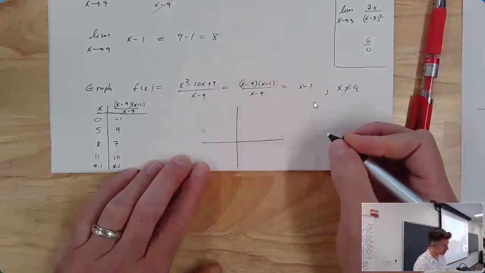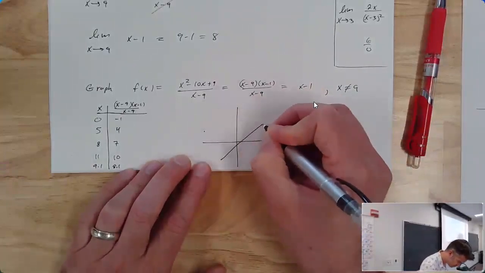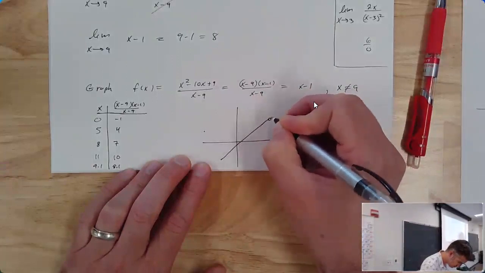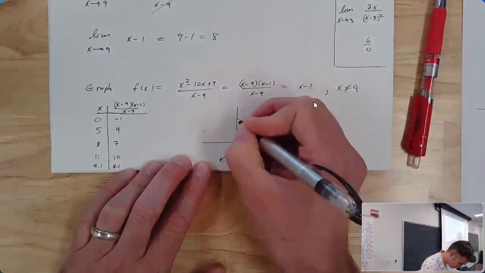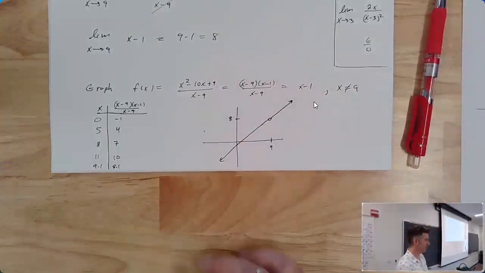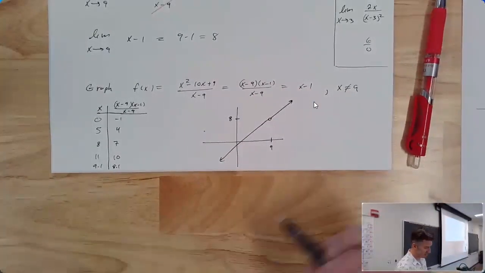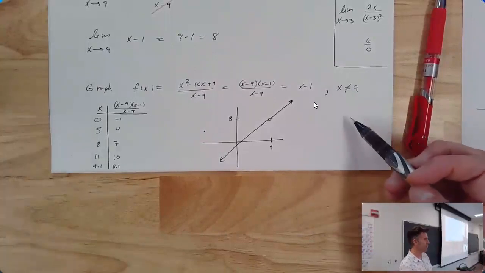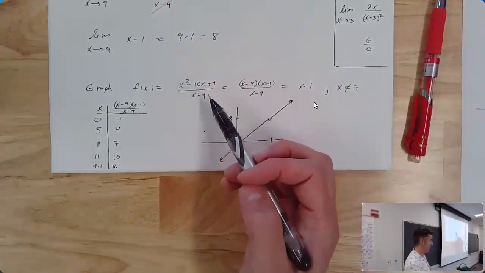But I'm missing a point. That's what the graph of this looks like. It's the same as the line y equals x minus 1, except we have to take away the point when x equals 9, because if you plug in 9 here, it's totally undefined.